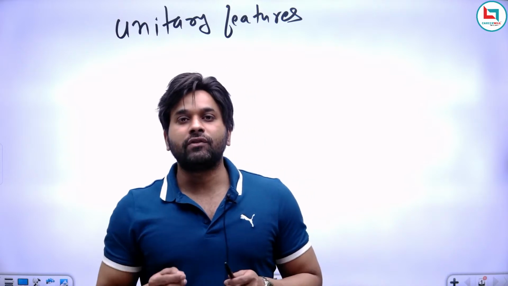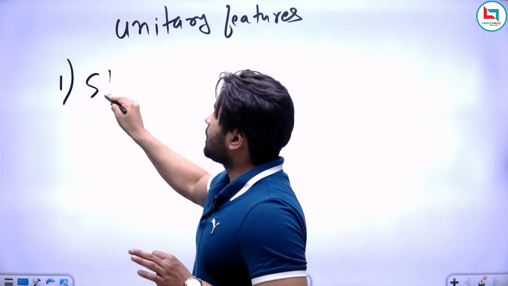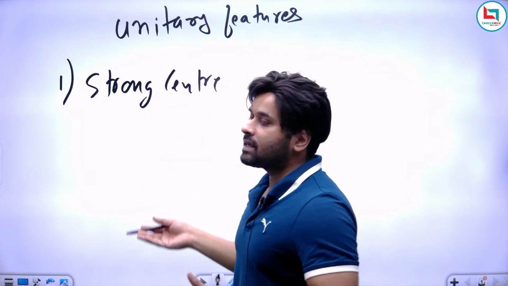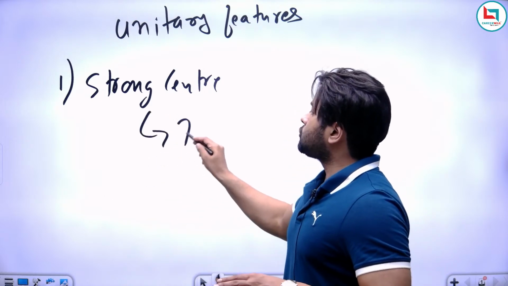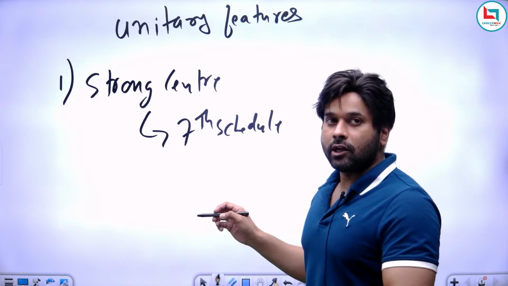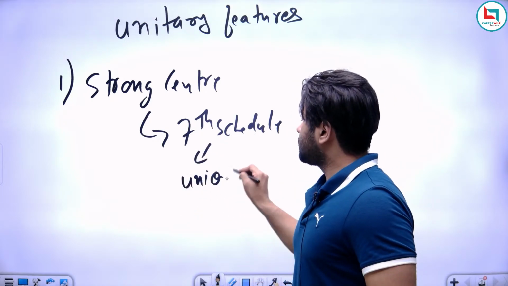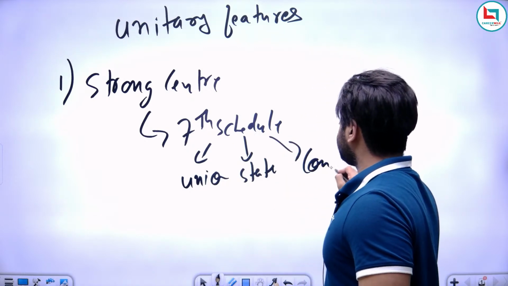So what are the unitary features of the Constitution? The first unitary feature of the Constitution is a strong center. Now why am I saying strong center? See, in the last class we discussed that the distribution of power is mentioned in the 7th schedule. Now in the 7th schedule you will find three lists: union list, state list and concurrent list.